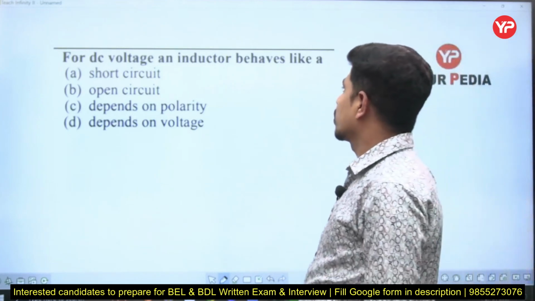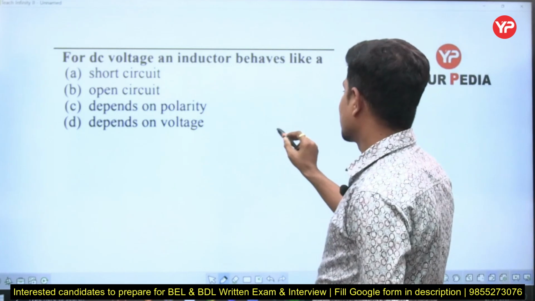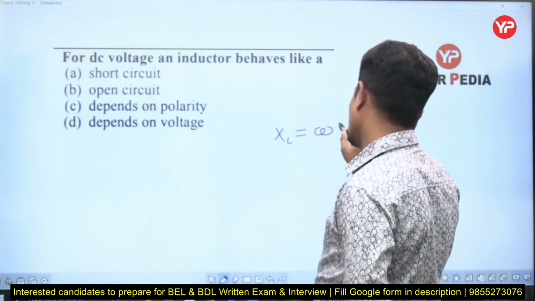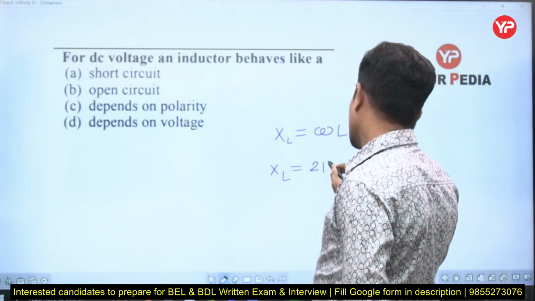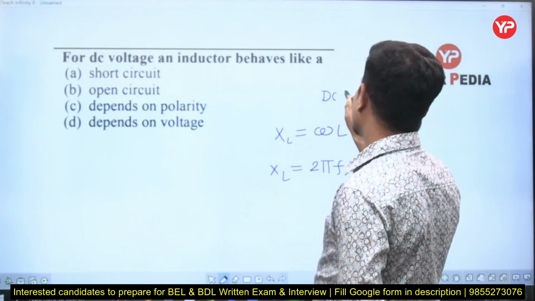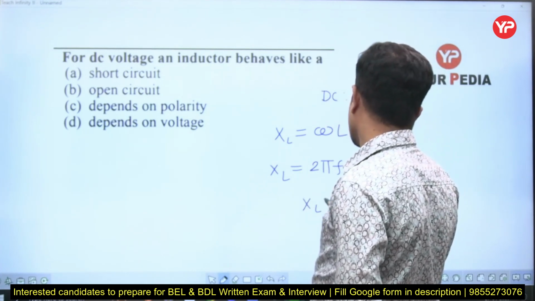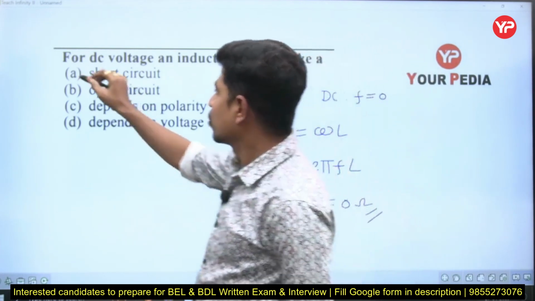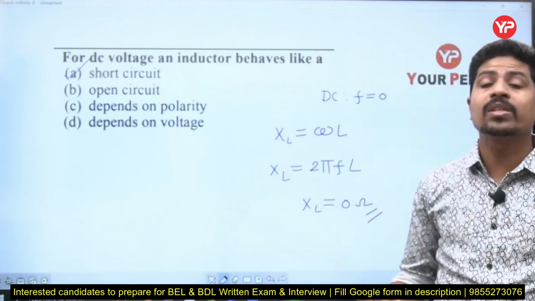For DC voltage, an inductor behaves as, see, inductive reactance XL is equal to omega L, which is 2 pi FL. DC is given, and DC given means frequency is equal to 0. If frequency is equal to 0, XL is equal to 0 ohms. Inductor behaves as short circuit. For DC, inductor behaves as short circuit, but that too in steady state.